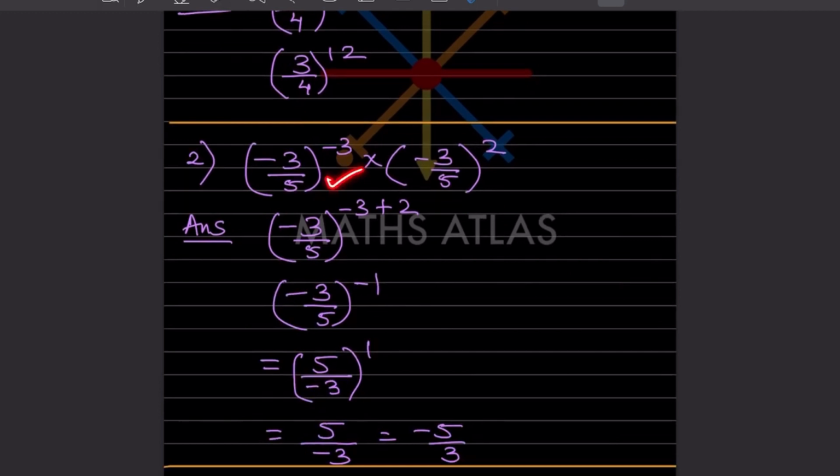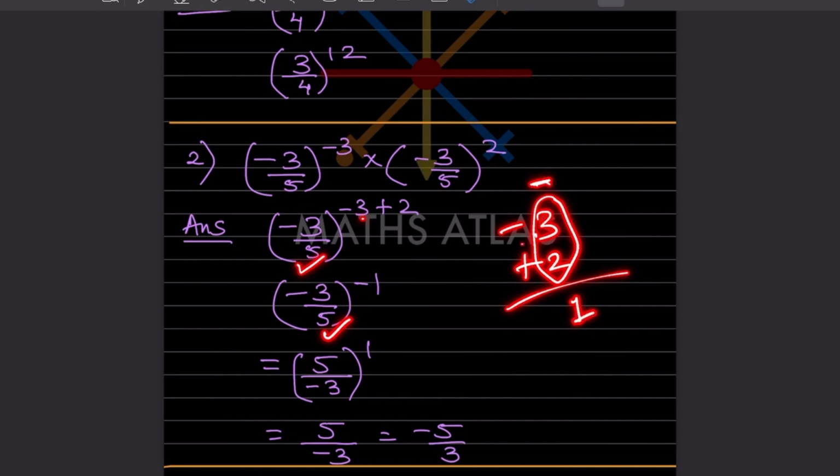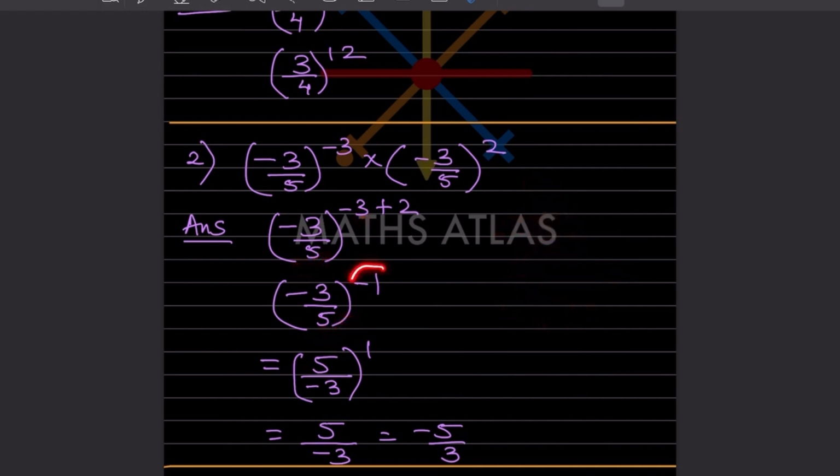Now look at here, again the base is the same, so you write the base the same, and this one you are going to add: minus 3 plus 2. Plus and minus means you are going to subtract it, that will be 1, with the bigger number's sign, so that will be minus 1. Now this exponent is negative, so you are going to make it positive. This one you can keep as it is. So this will be the reciprocal: 5 will go up into the numerator, and the negative 3 will go in the denominator, and this becomes positive.